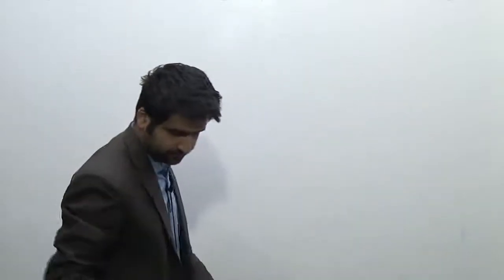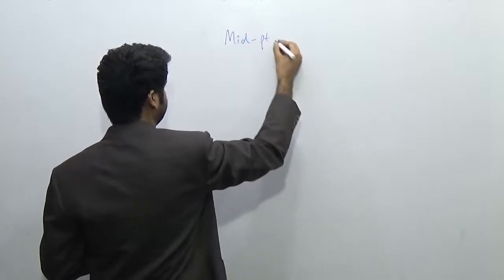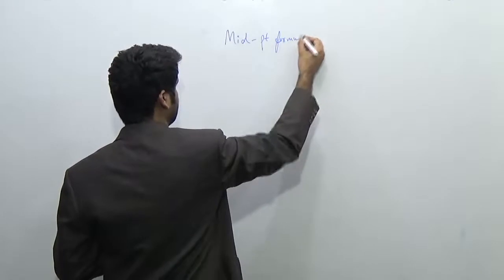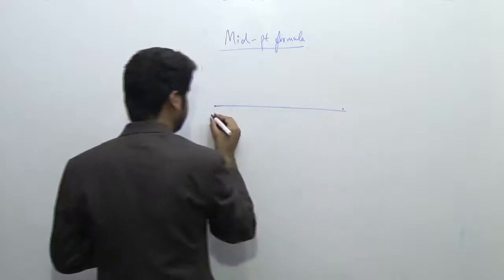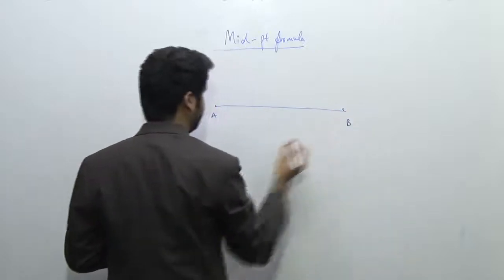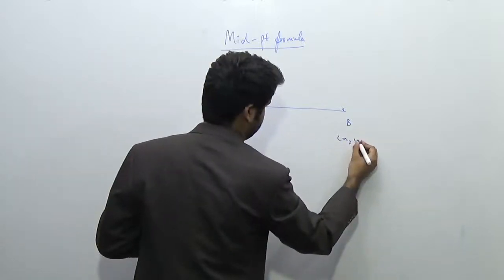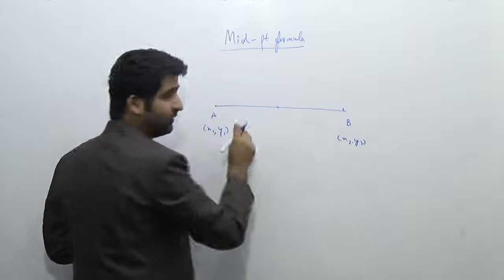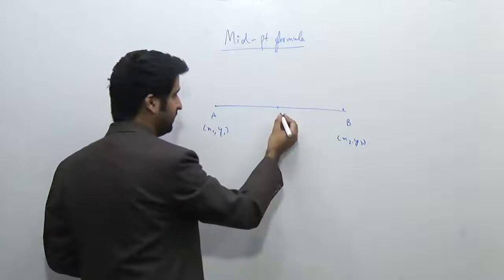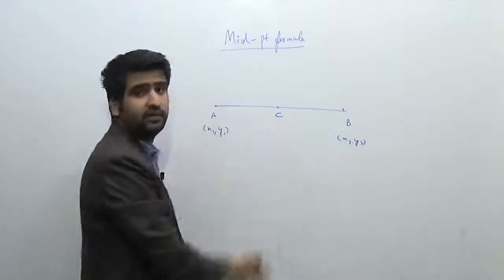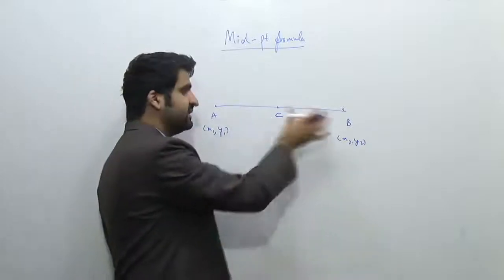Now next topic is midpoint formula. Now what happens is, this line is given. These 2 points are given, A and B. This is x1, y1, this is x2, y2. I want to find the midpoint of this line. What we mean by midpoint is such a point that AC will be equal to BC. I want to find such a point so that AC will be equal to BC.